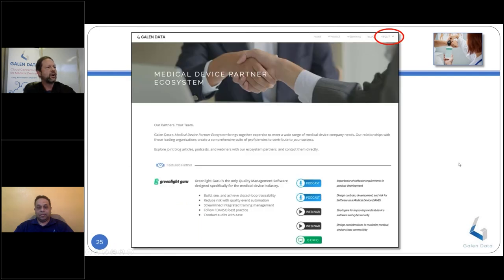I will announce our medical device partner ecosystem. We know a lot about all the areas that Abbas covered today, but we're not experts in all of them. We do have partners that are experts that can help. So if you go to galendata.com, click the About menu in the upper right and choose Partners, you'll see our partner ecosystem. It's about a dozen companies, covers a wide range of the types of expertise that you likely need, and we can introduce you.